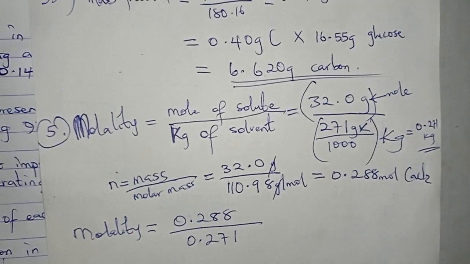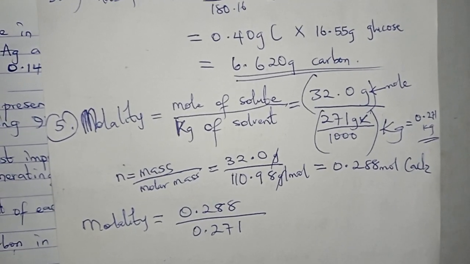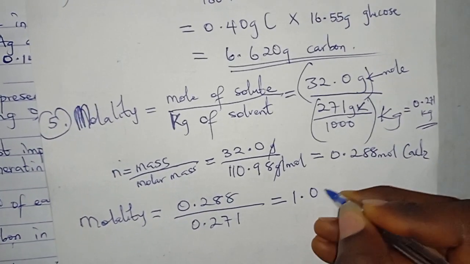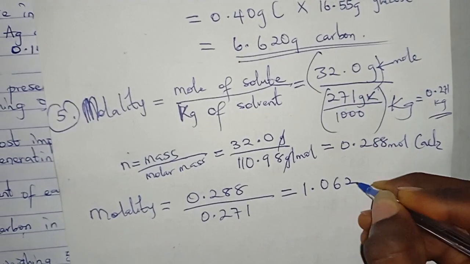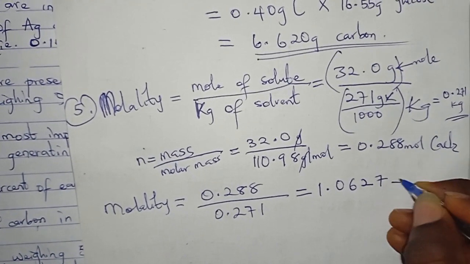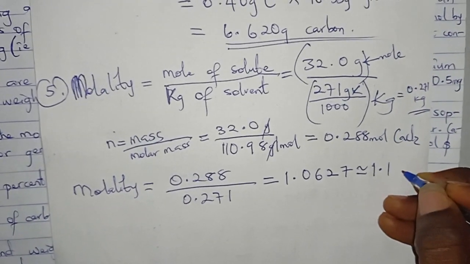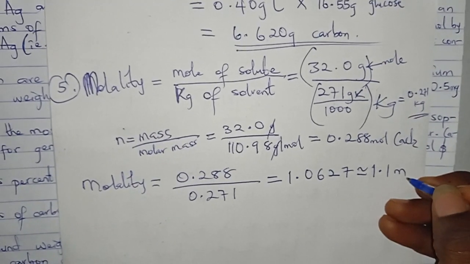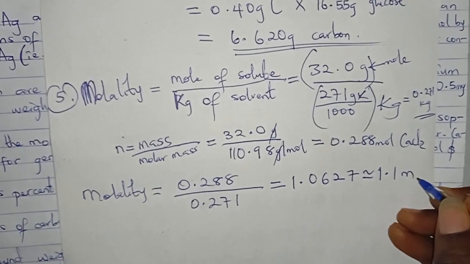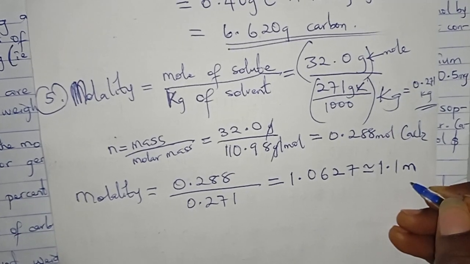0.288 divided by 0.271, you get 1.0627, which is approximately 1.1 m. There is m like this. Small letter m is the unit of molality.